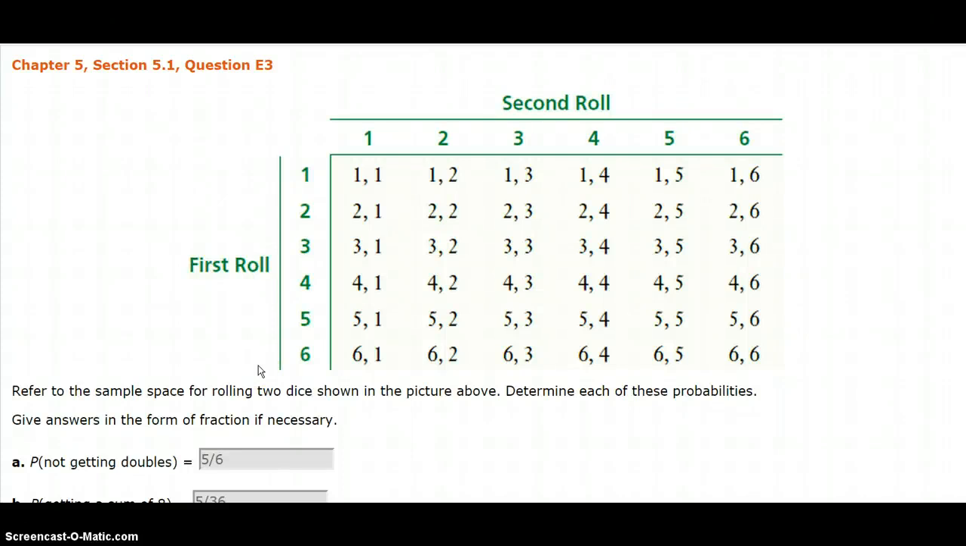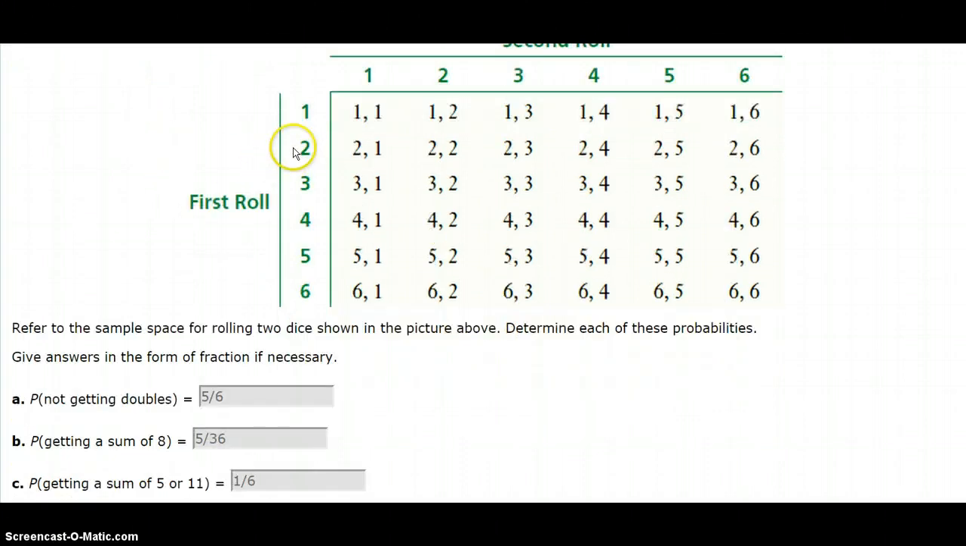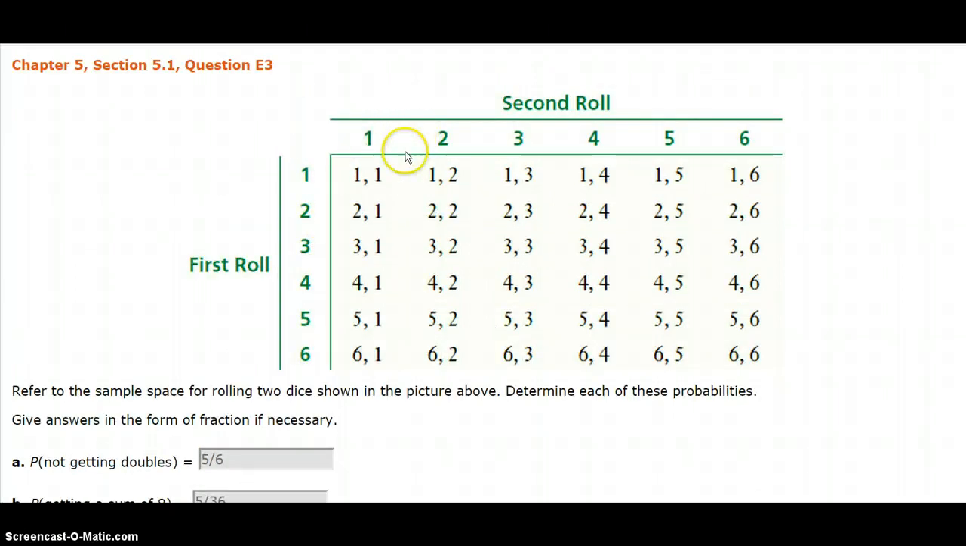Okay, so we're going to talk about some probabilities here, section 5.1, question E3, and we'll just go through these. We have two dice being rolled. Here is the result of the first die and the second die. So the probability of not getting doubles. In other words, we want all the rolls that don't lie on this diagonal.